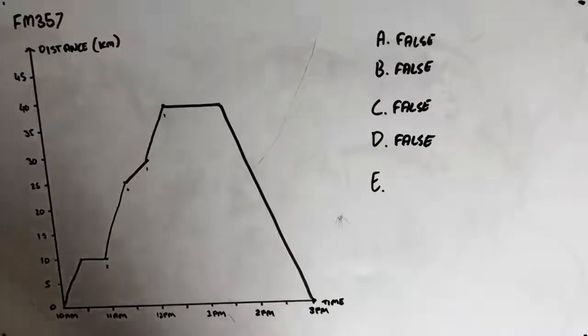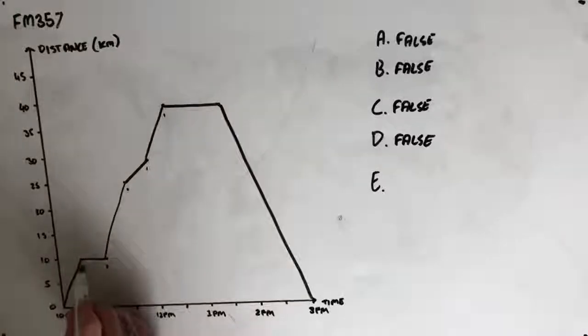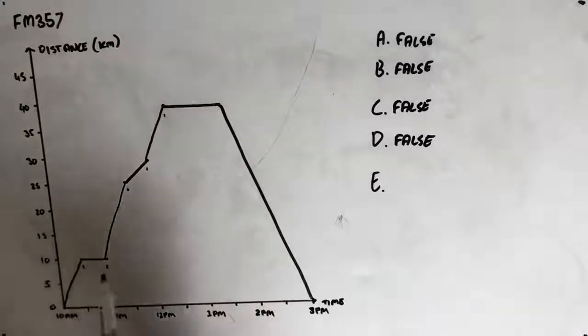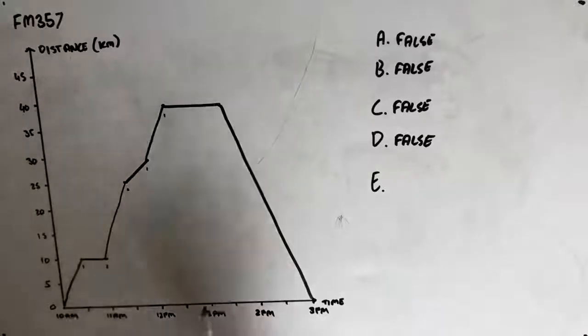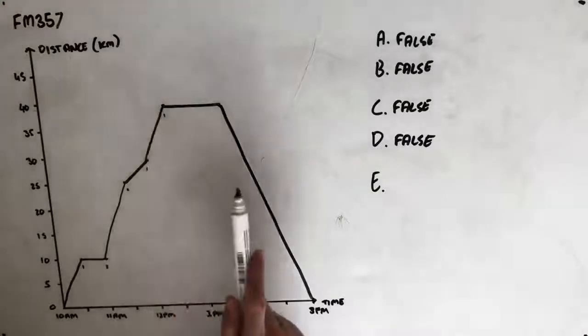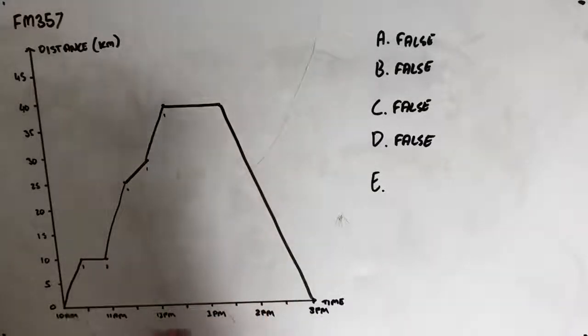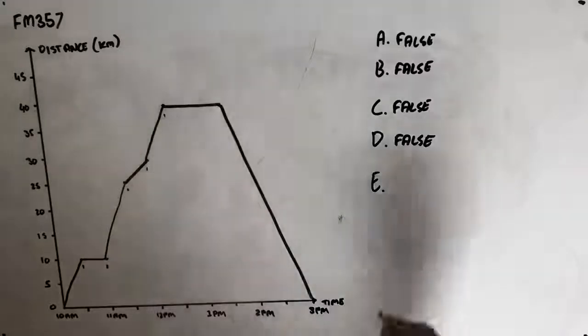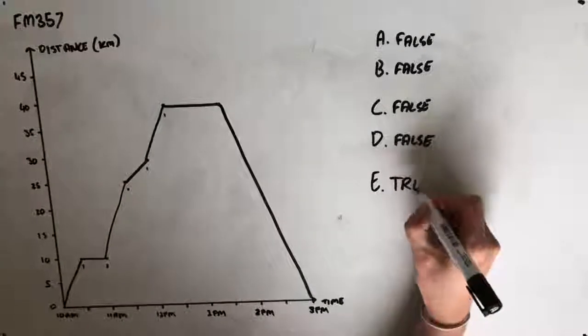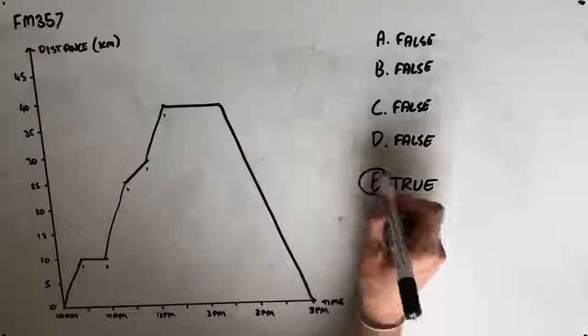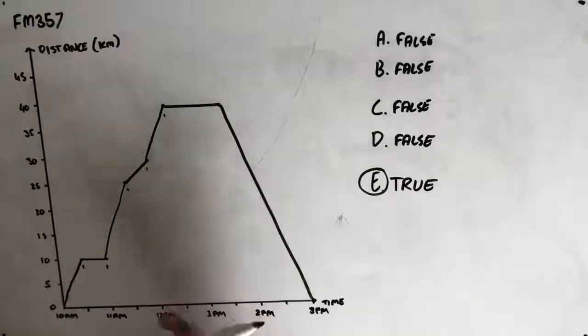Statement E says Christian stops for an hour and a half in total. Well, we can assume that he stops for half an hour here between 10:30 and 11 a.m., so there's half an hour. And we can then say that he stops for an hour between 12:30 p.m. and 1:30 p.m. So all up, that is an hour and a half of stopping, which means statement E is true and is of course our correct answer.